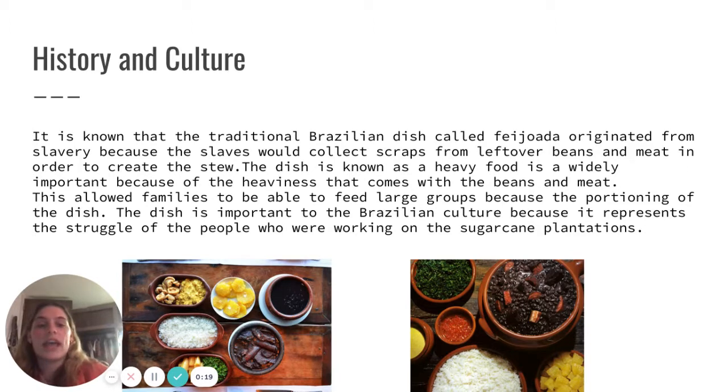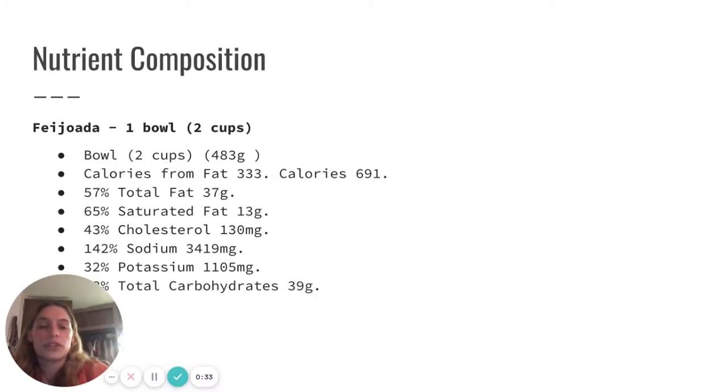This dish is known as a heavy food, which is widely important because of all the heaviness that comes with the beans and the meat. This allowed families to be able to feed large groups because of the proportioning of the dish. This dish is important to Brazilian culture because it represents the struggle of people who were working on the sugarcane plantations.